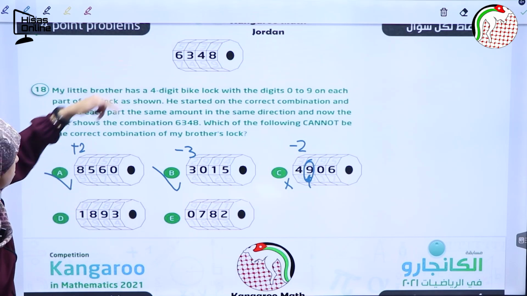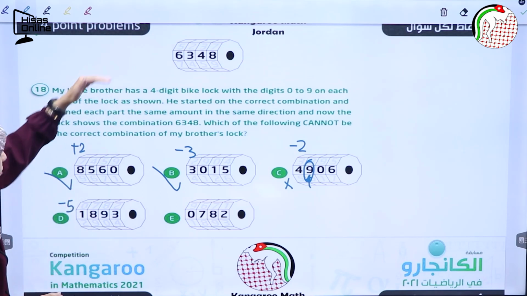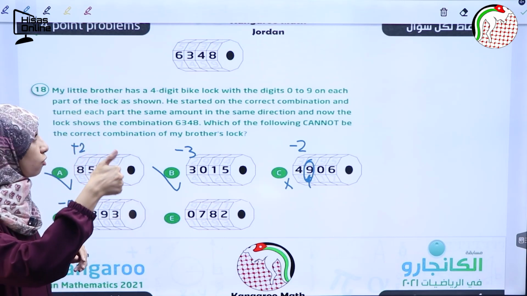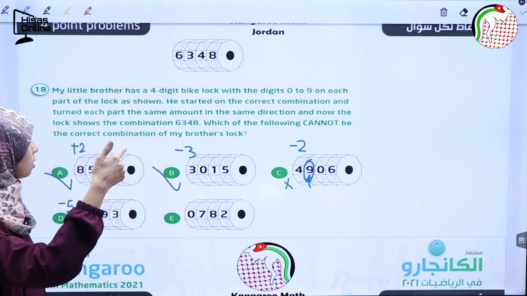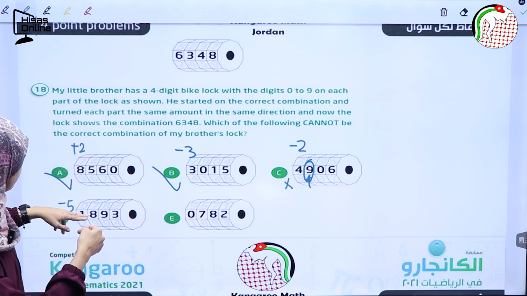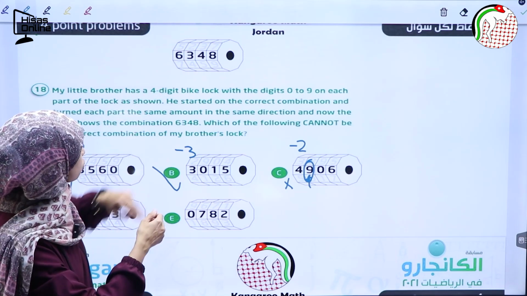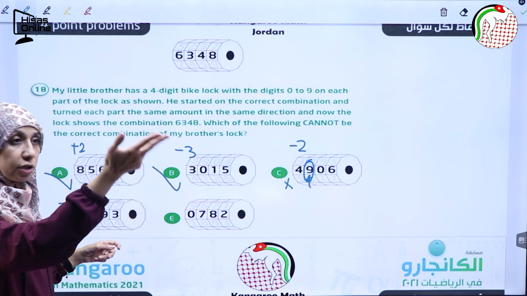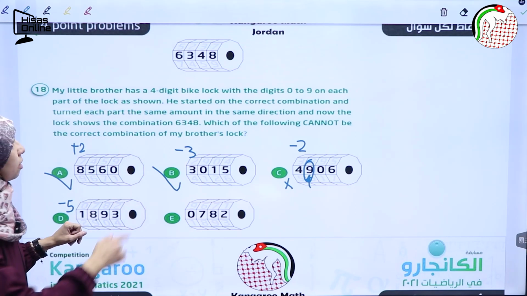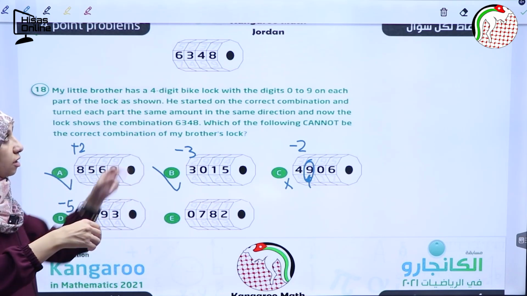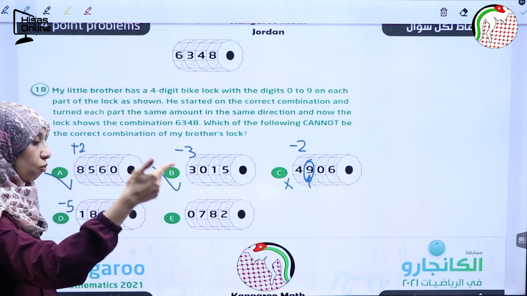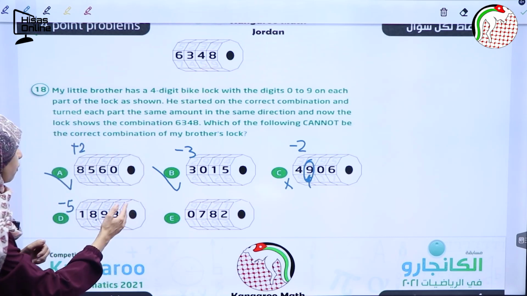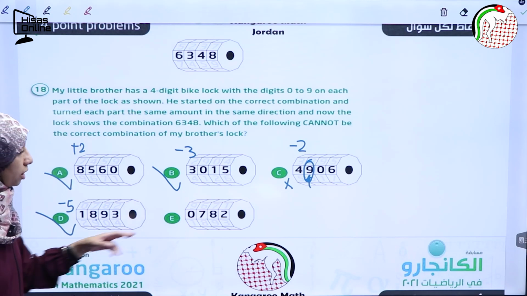Here, minus 5. 6 minus 5, 1. 3 minus 5: moving from 3 to 2, 1, 0, 9, 8. Next, 4 minus 5. From 4, you will move to 3, 2, 1, 0, and 9. So I counted 5. Correct. And 8 minus 5, it's 3. So this option is also correct. Let's check the last one.